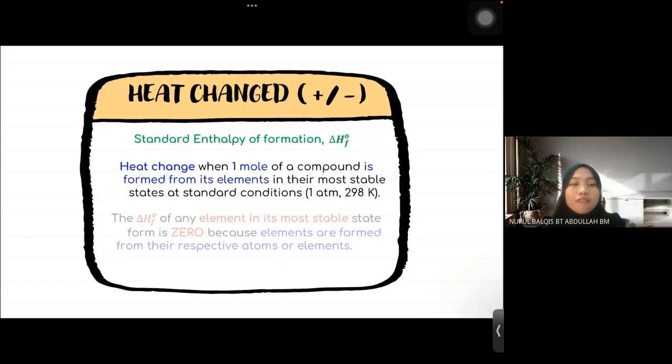Standard enthalpy of formation of any element in its most stable state form is 0. Okay, apa yang maksud 0 ni? Boleh ke Miss kata energy tapi 0? Boleh. Sebab dia paling stabil.